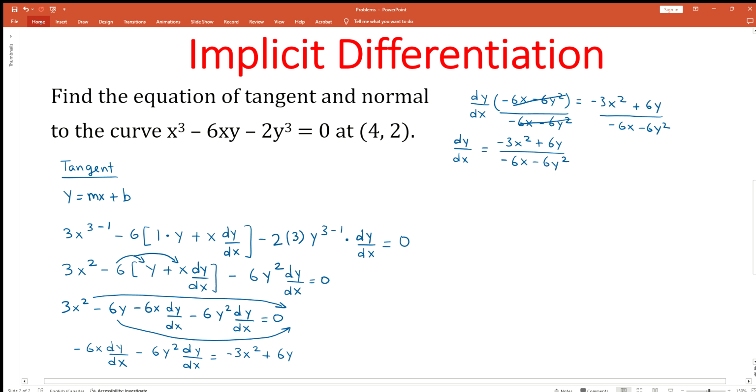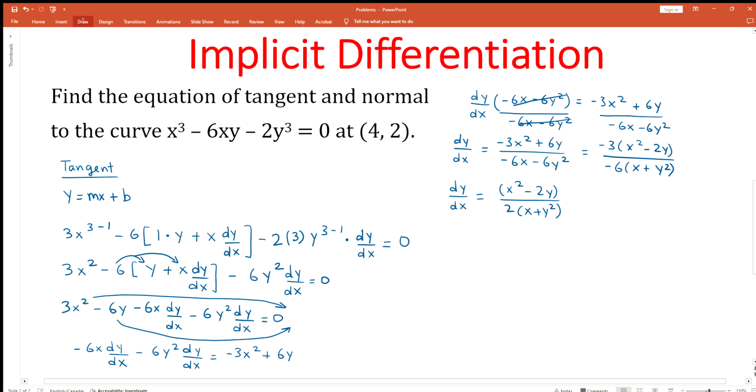We can simplify this expression by doing common factoring in the numerator and the denominator. In the numerator, we can factor out negative 3. In the denominator, we can factor out negative 6. We can reduce negative 3 and negative 6. This is the simplified expression for dy over dx.